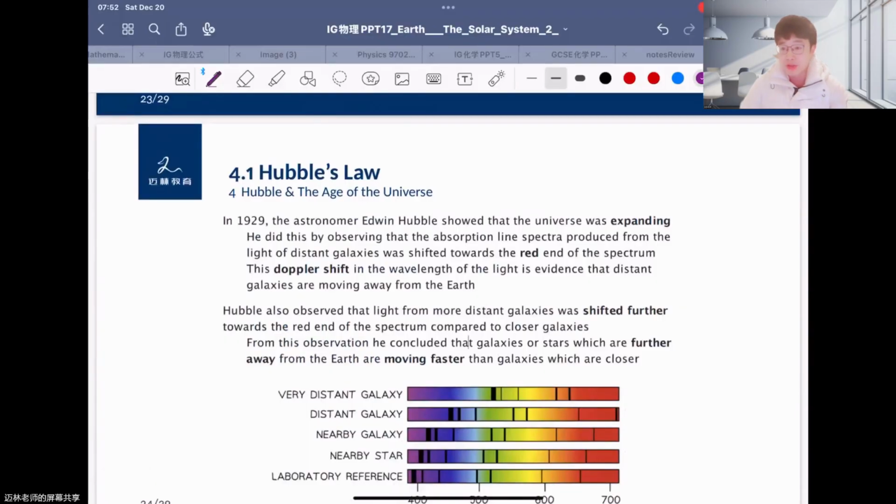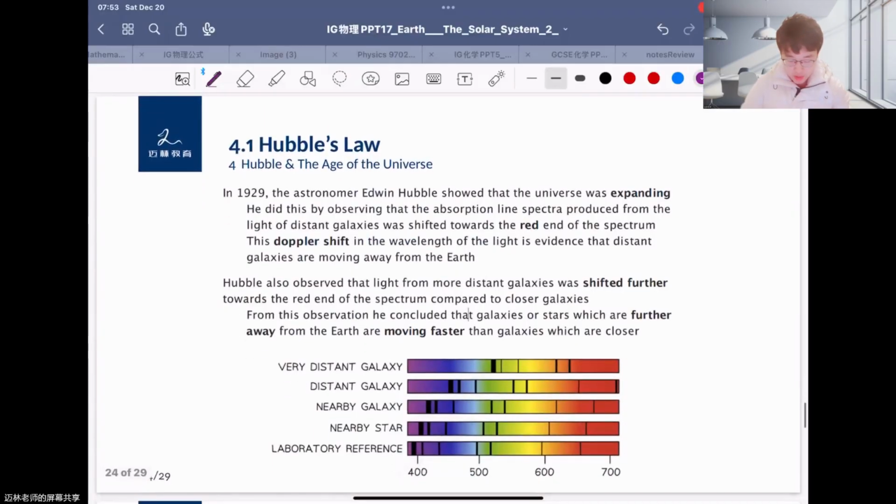Last time we talked about there being a redshift between the rays, right? That means the universe is expanding, or the galaxies are moving away from us, right? Here you can find that the redshift can be calculated. For a very distant galaxy, the redshift is very big, and for a nearer galaxy, the redshift is smaller. For a nearby star, the redshift becomes smaller still. That is how we can use this graph to represent redshift.